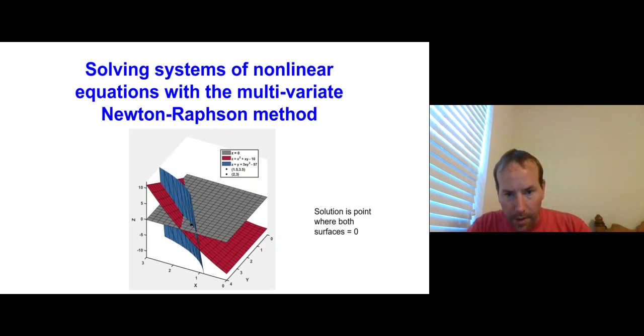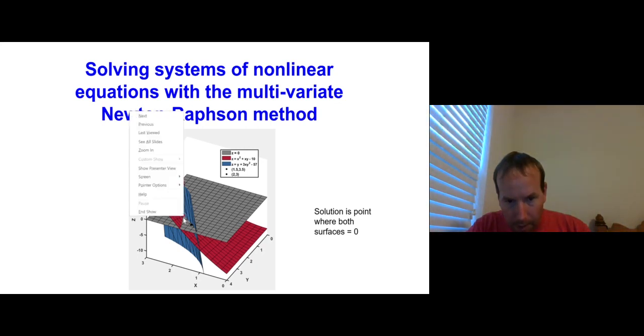So we have a zero plane here in gray, and then in red is the x squared plus xy minus 10 surface, and then in blue here we have the y plus 3xy squared minus 57 surface. And if you look very carefully, you can see that there's just one point right here at which they all intersect on the zero line.